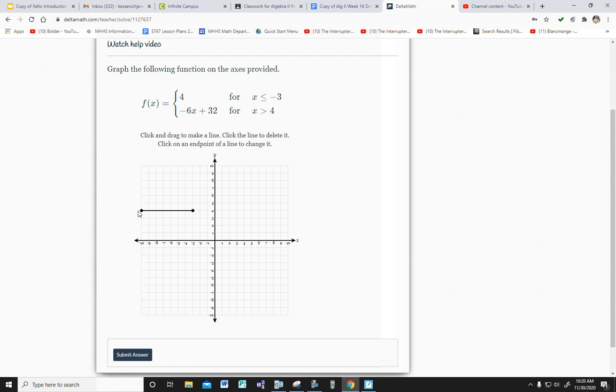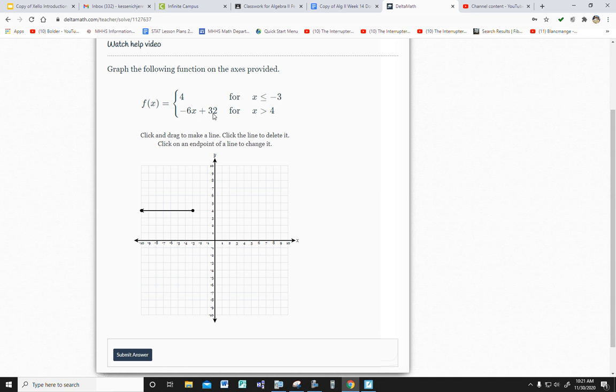Now, how do I change the ends on it? There we go. I just kept clicking on it. It gave me an arrow, and it has a closed circle. Click on the endpoint of a line to change it. So I'm clicking on it, and I need that one closed because it has the equal sign.